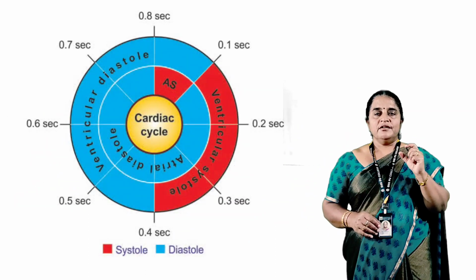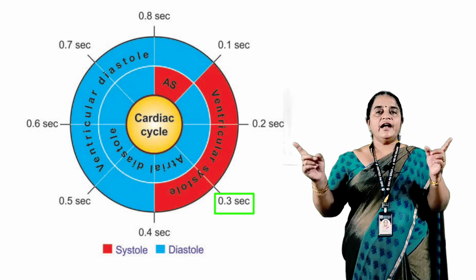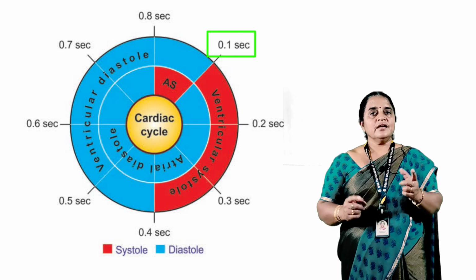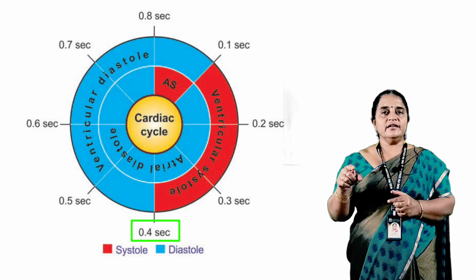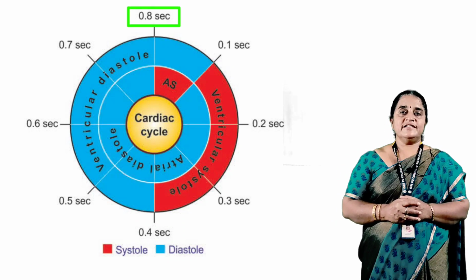So in the cardiac cycle there are three phases. Ventricular systole requires 0.3 seconds, atrial systole requires 0.1 second, joint diastole requires 0.4 seconds. So together one cardiac cycle requires 0.8 seconds.